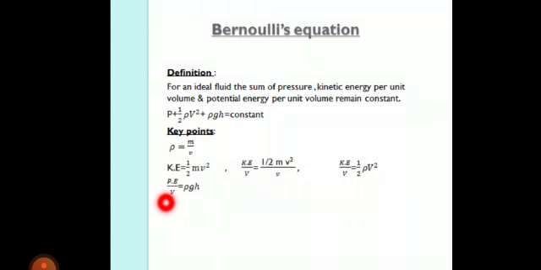Similarly, when we divide the potential energy by volume, it becomes ρgh. So here we write pressure plus kinetic energy per unit volume plus potential energy per unit volume, which is constant, which is Bernoulli's equation and its condition.